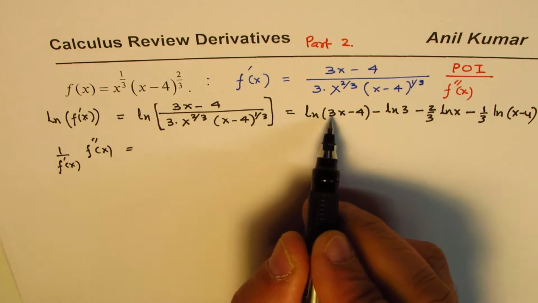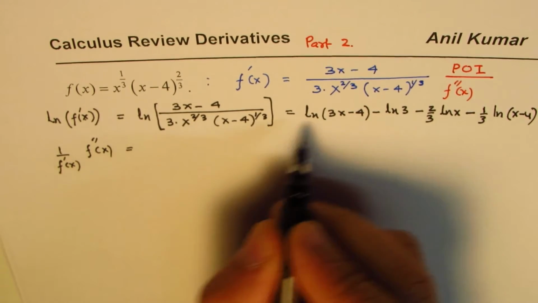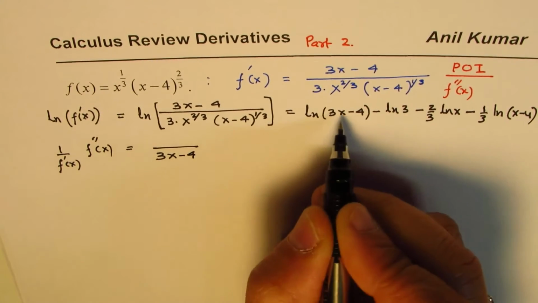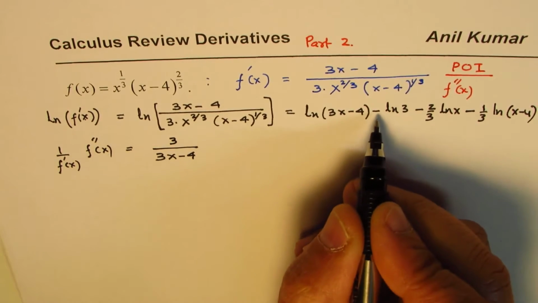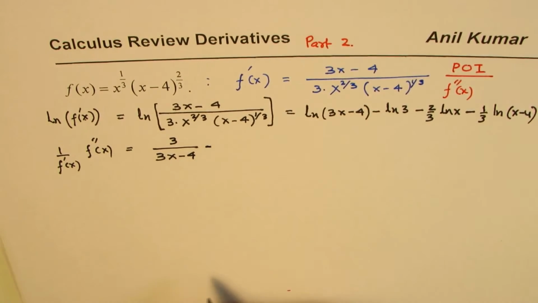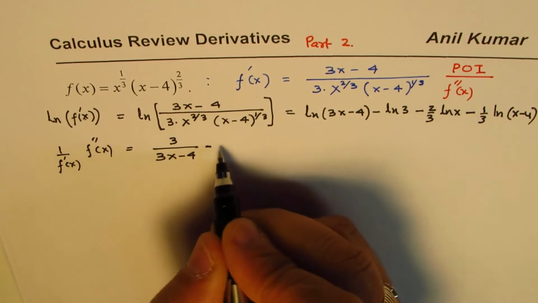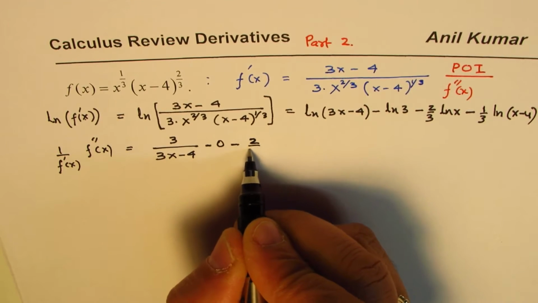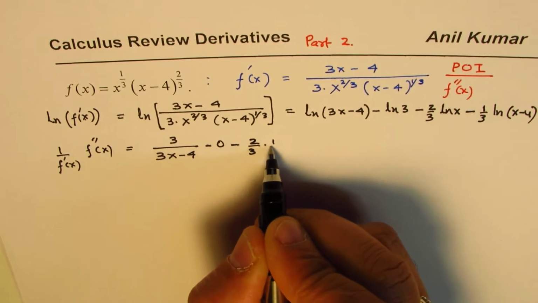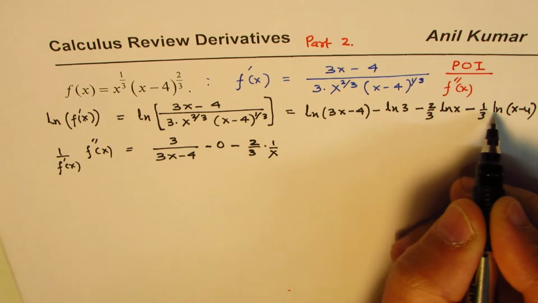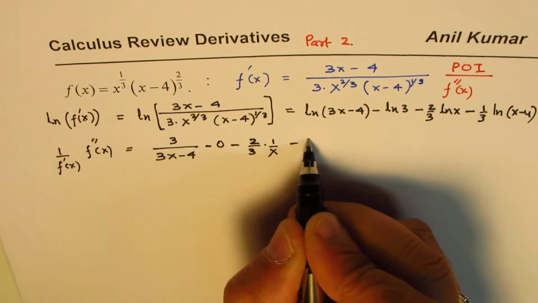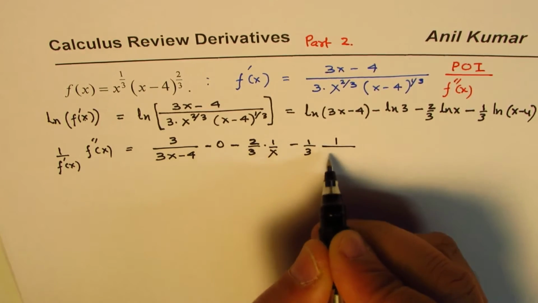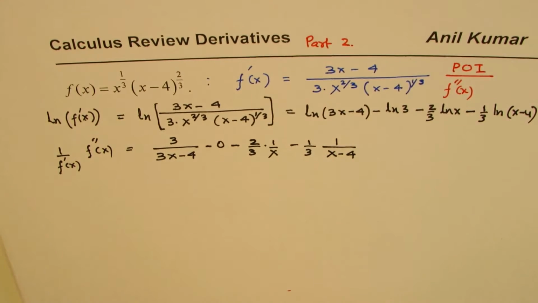Okay. So the derivative of ln(3x minus 4) is 1 over all this, 1 over (3x minus 4) times the derivative of this, which is 3. Is it okay? Minus. This is a constant. ln 3 is a constant, so the derivative will be 0. And then we have minus 2 over 3 here, and the derivative of ln x is 1 over x, correct? So this is what you get. And the next term here is minus 1 over 3. It's a constant 1 over 3. Derivative of ln(x minus 4) is 1 over (x minus 4), correct? So that is what you get.